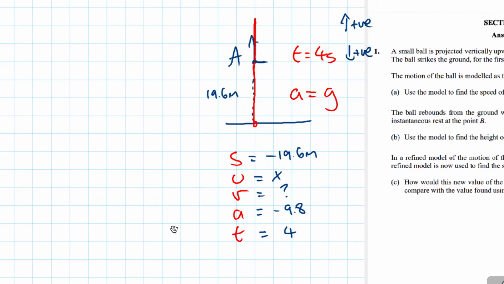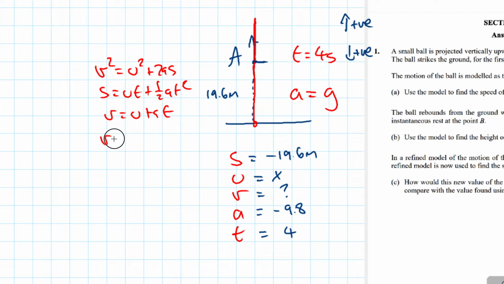From here, I'm going to use my SUVAT equations. To remind you, the SUVAT equations are: v squared equals u squared plus 2as; s equals ut plus half at squared; v equals u plus at; and s equals u plus v over 2 times t.